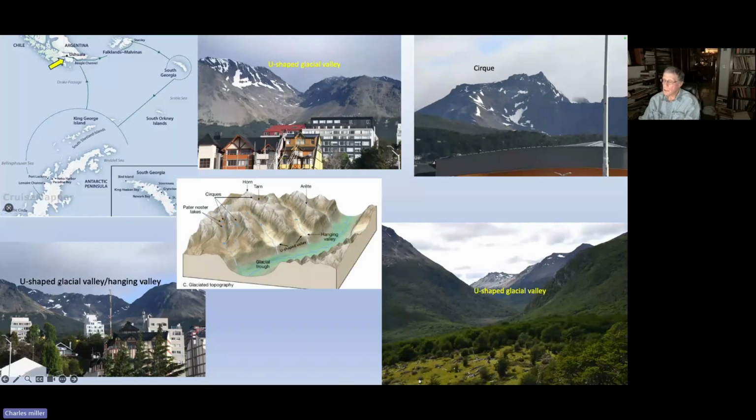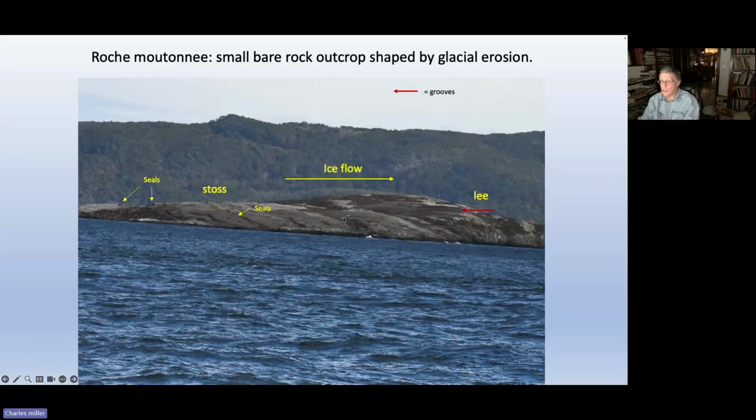Down here is another U-shaped valley, a hanging valley, because the ocean's far below the city. Well, not far below, but below it. And just another one that you can look at. Now we come back to the Roche moutonnée that I showed you when I also showed the southern giant petrel. But here it's in focus now.